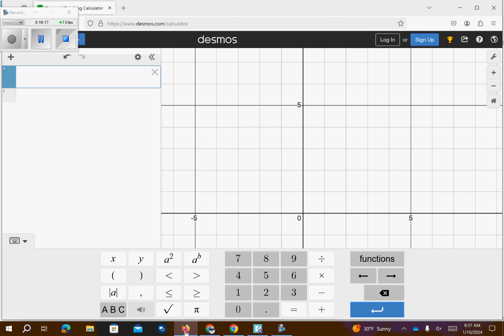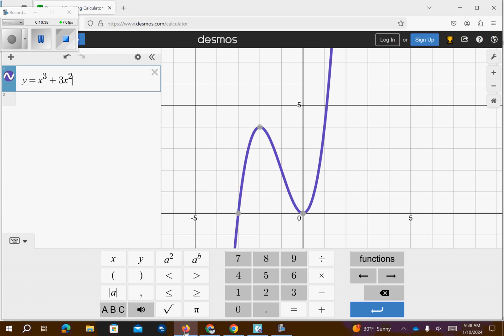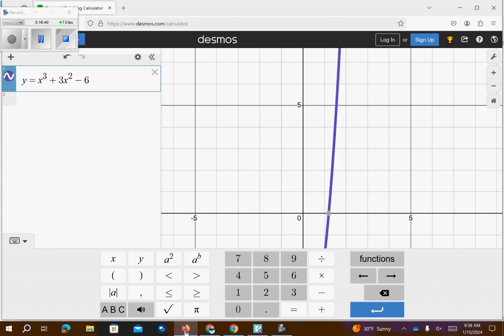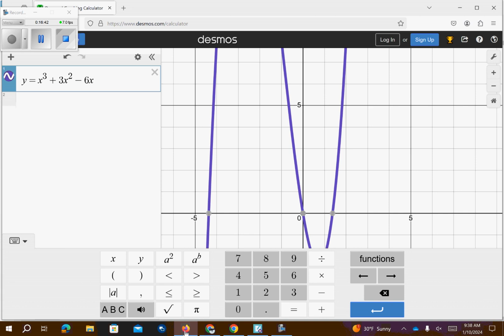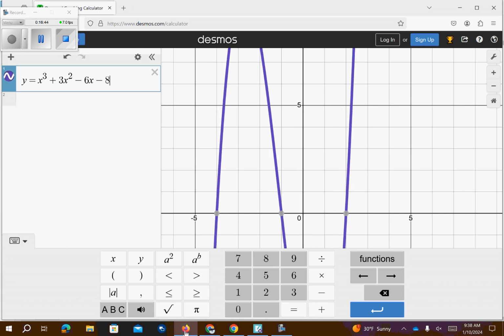So I'm going to do y equals x raised to the third. Ooh, what is that right there? It's a wiggle. Everyone agree? Okay. Now, it's not guaranteed to stay there. I'm just pointing out that that takes place. Plus 3x squared, minus 6x, minus 8. Okay. Here's the beautiful thing.